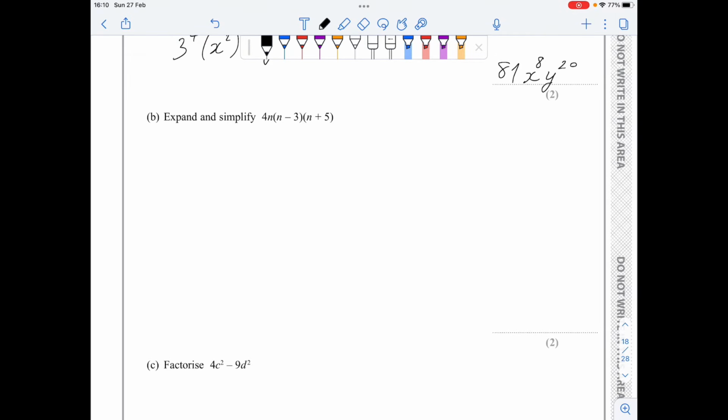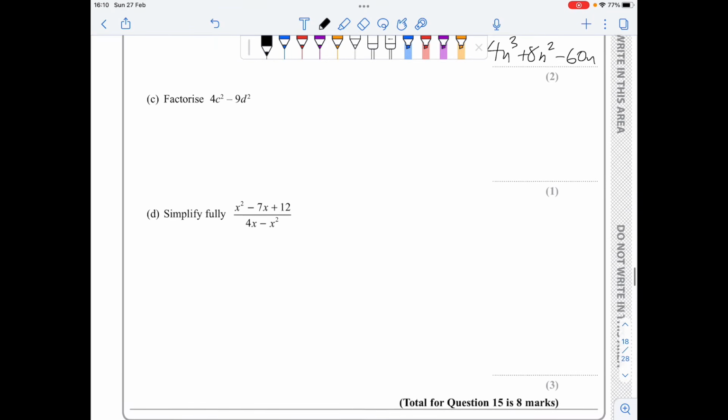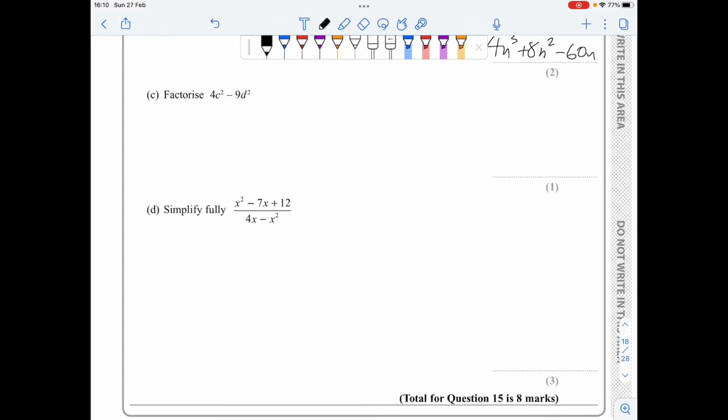In part B, I will expand the two brackets first, although you can do any order you want. So 4n, and then I get n squared plus 2n minus 15. And if I expand this, I get 4n to the power of 3 plus 8n squared minus 60n. Part C is the difference of two squares, so I get 2c minus 3d times 2c plus 3d.